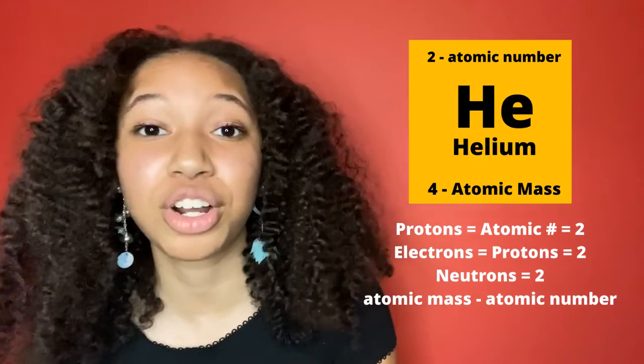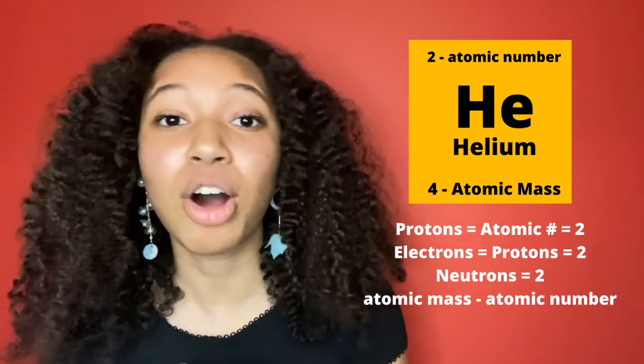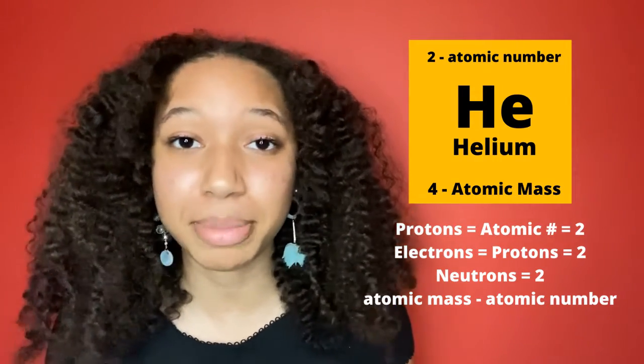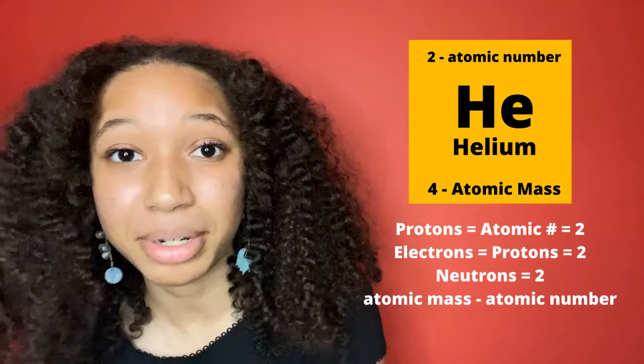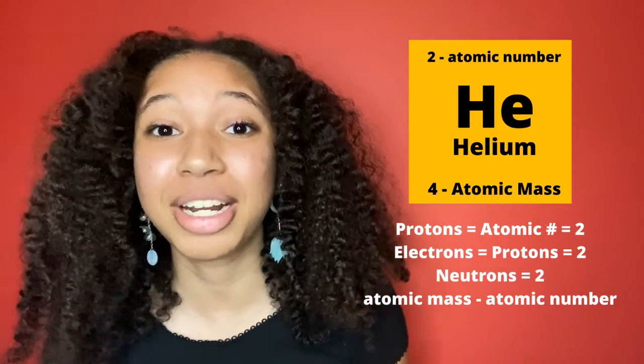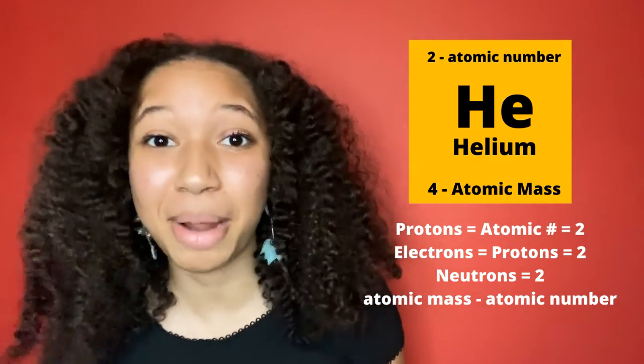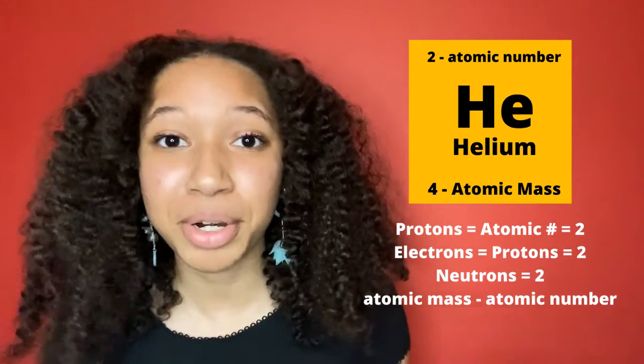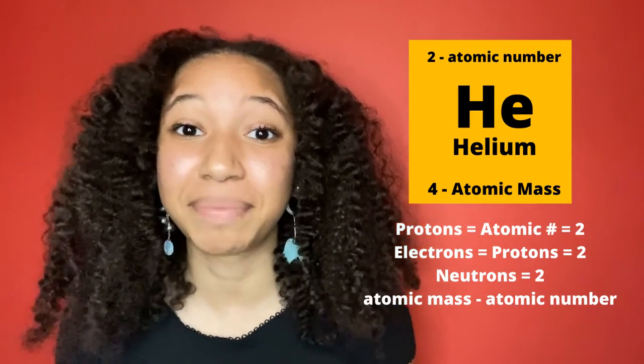But for the neutrons, that's where it gets different. All we're going to do is subtract the atomic mass minus the atomic number to get the amount of neutrons we can see in helium. In a lot of cases, it's the same number as the amount of protons and electrons that we found earlier. So it's really interesting getting to see how all these numbers are the same, and it's a super satisfying math problem.